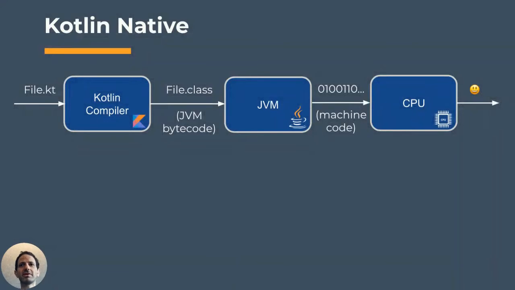So when we talk Kotlin, usually we think about Kotlin for the JVM, because this is where it comes from. You take your Kotlin file, you compile it to JVM bytecode, and this goes through a JVM, which outputs a series of instructions for your CPU, which is your Turing machine.